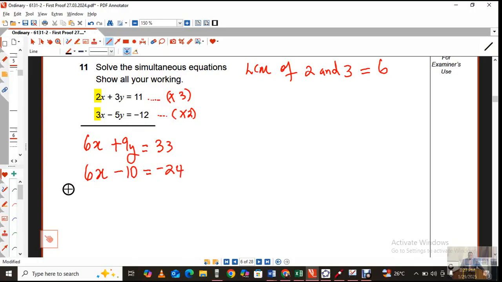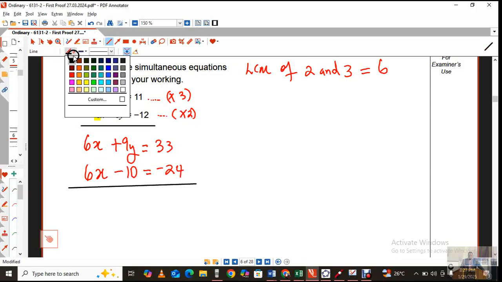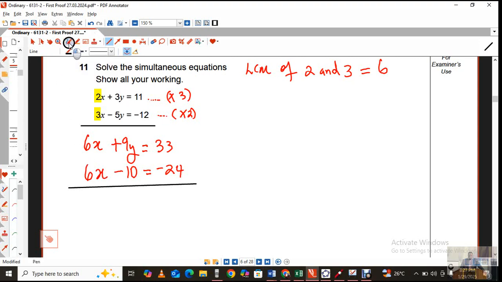So I will now eliminate the 6x because the 6x have the same terms. And in order to do that, perhaps it's important that you put this whole thing in brackets. And I am going to do the subtraction. That means I'm going to take away this equation from that. 6x take away 6x, obviously you cancel. 9 minus minus 10 gives you 19. There should be a y there, 19y. Okay, let's go back and put our y. So there's a y over there.